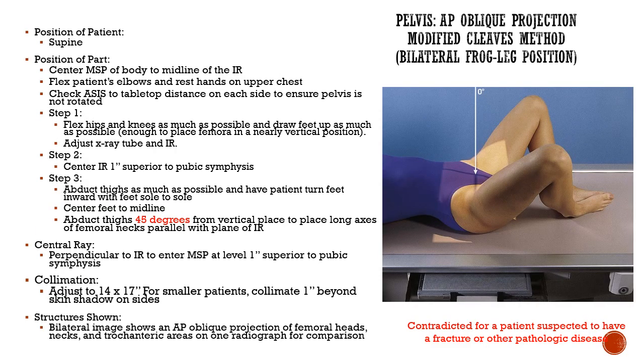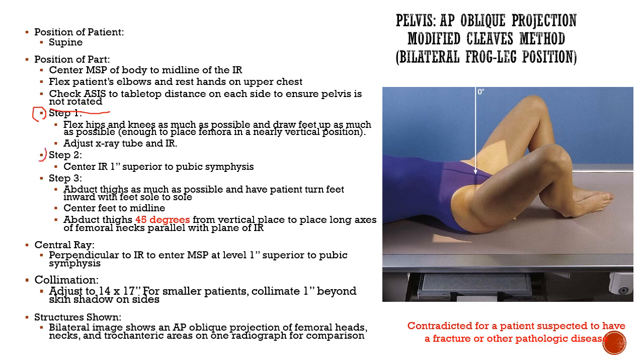On the AP oblique projection, modified Cleaves method, there's a bilateral frog leg position. The patient is supine. We're going to still center the mid-sagittal plane of the body to the midline of the image receptor. We want to make sure that the elbows and the hands are on the upper chest, and we're going to check the ASIS to tabletop distance as always to ensure the pelvis is not rotated. In step 1, we're going to flex the hips and the knees as much as possible and draw the feet up as much as possible to place the femora in a nearly vertical position. We're going to adjust the X-ray tube and the image receptor at this point.